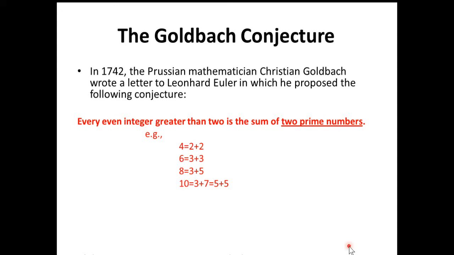Next is the Goldbach conjecture. In 1742, the Prussian mathematician Christian Goldbach wrote a letter to Leonhard Euler in which he proposed this conjecture: that every even integer greater than 2 is the sum of two prime numbers, like this.